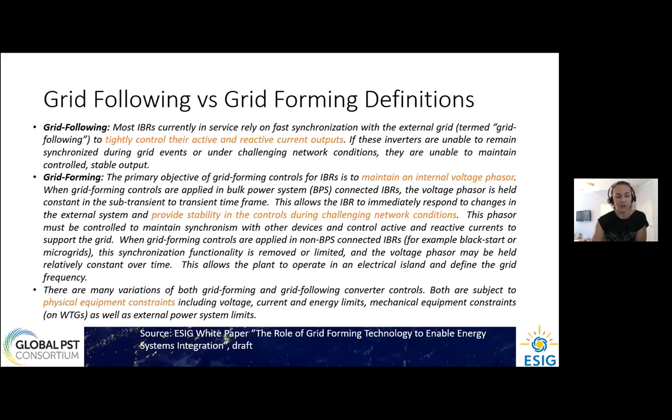As you already heard during a couple of previous webinars, there are variations of how grid forming controls and grid following controls can be implemented, and they both are subject to physical equipment constraints, including voltage and current limits and mechanical equipment constraints, for example in wind turbine generators.